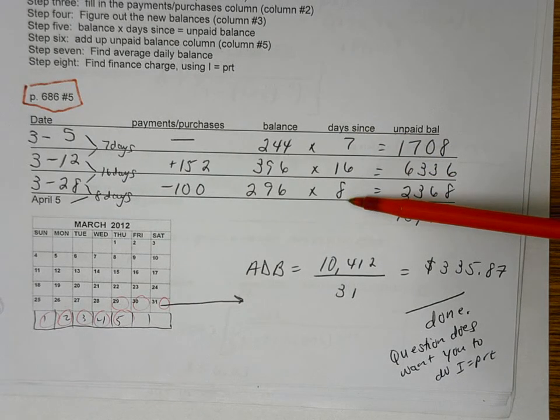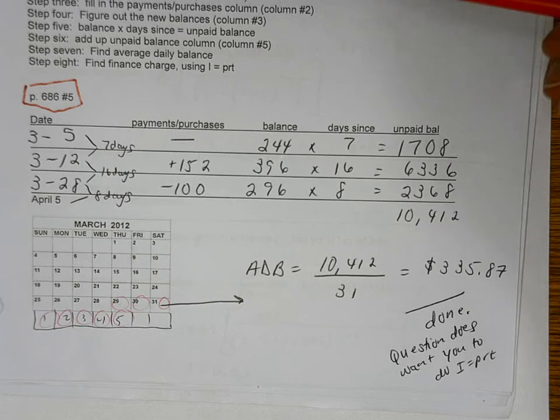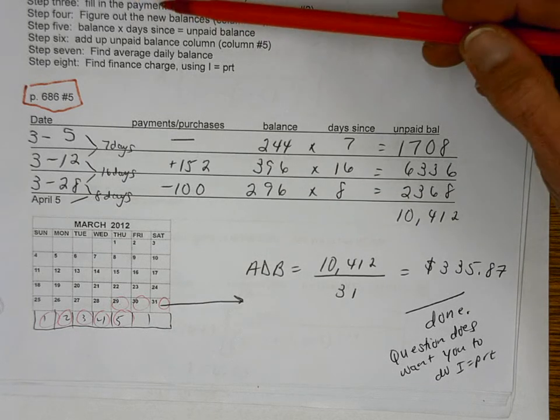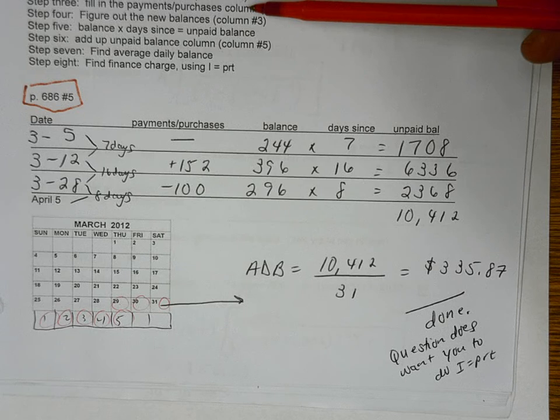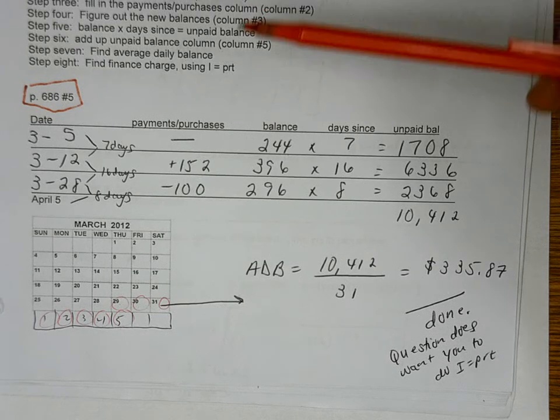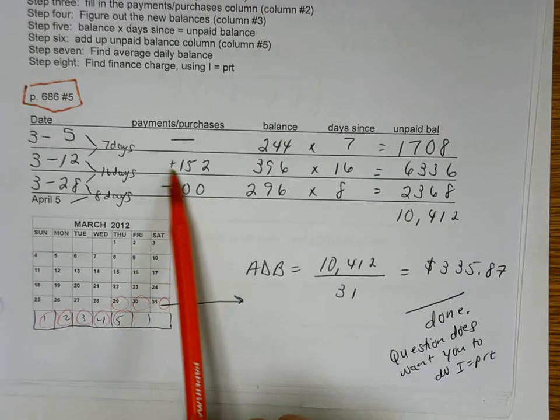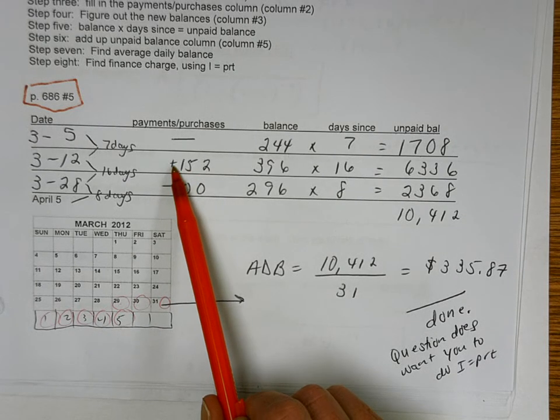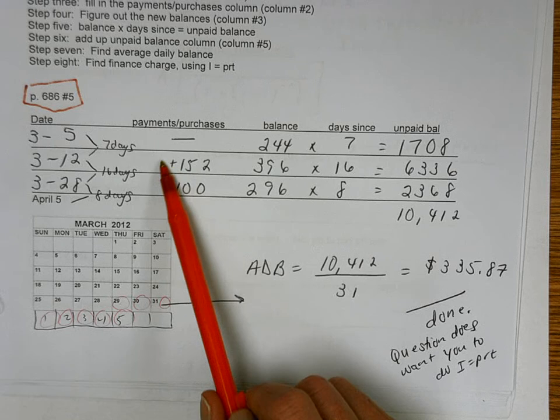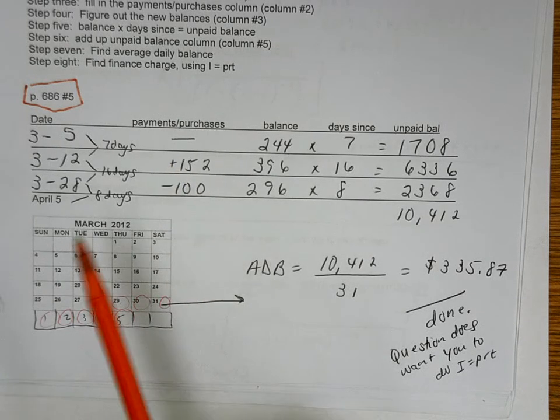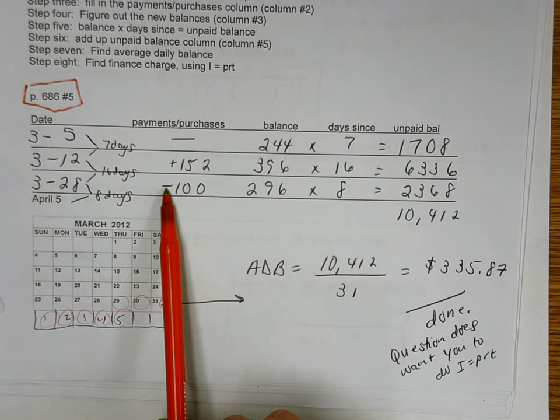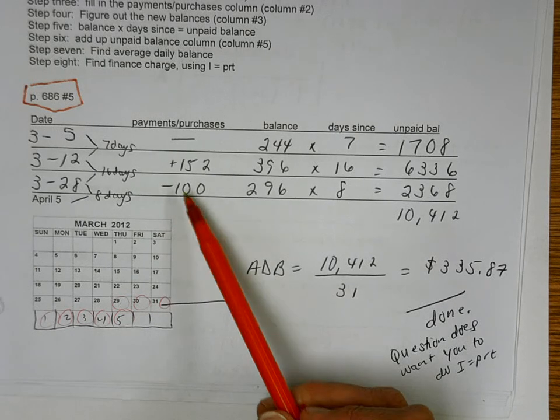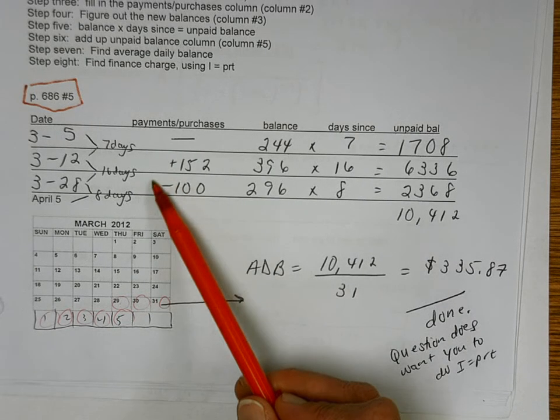Now step 3, fill in the payment or the purchase columns. Well, you made a purchase on the 12th. Now if you make a purchase, your credit card balance goes up in value, right? So you have to put a plus here. Then on the 28th you made a payment of $100. So now your balance decreases. So I put a minus here.